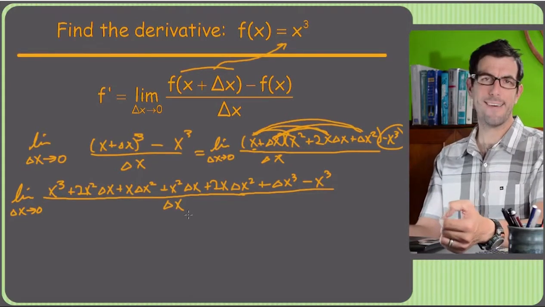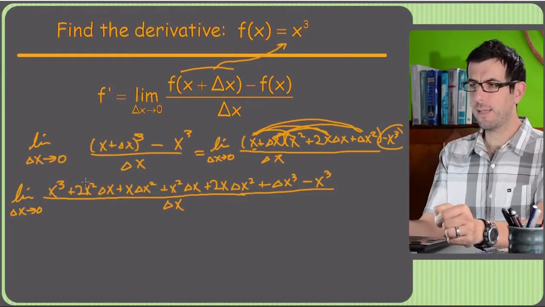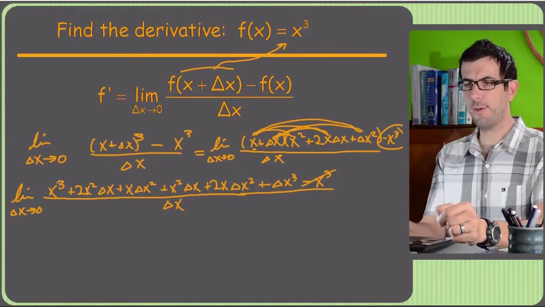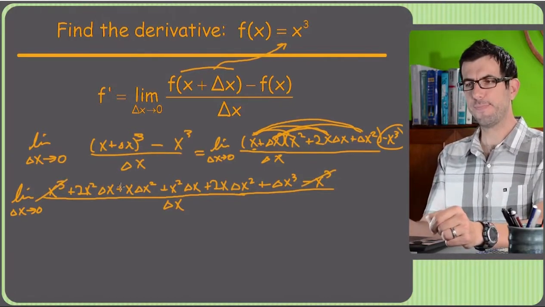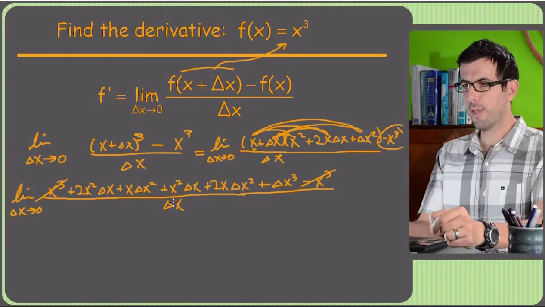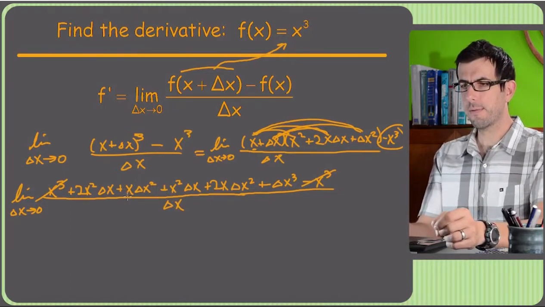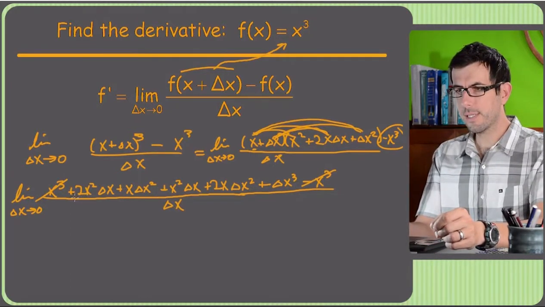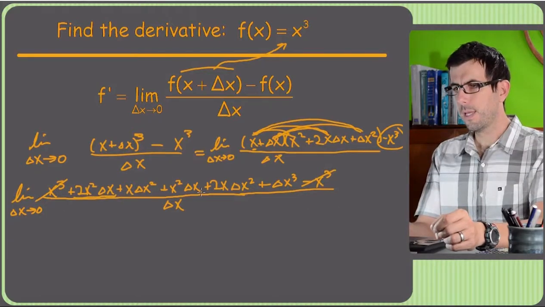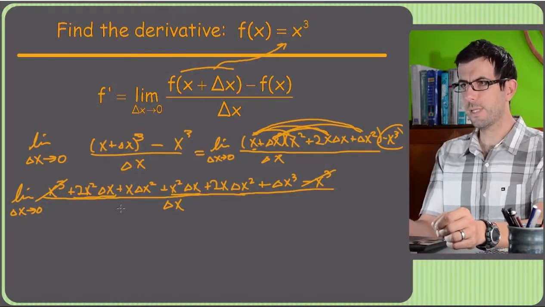Do you believe me this is going to work out? I don't even know. I haven't done this one in a while. But I do notice that the x cubes cancel, so I feel like I'm doing some good here. Alright, so now it's all about combining like terms. I don't know if there are any. So we got 2x squared delta x, and we got an x squared delta x, so that's a total of 3x squared delta x.